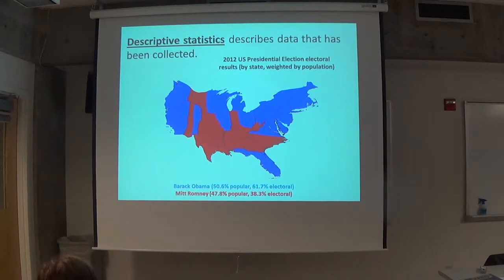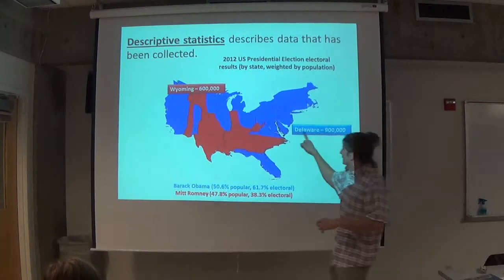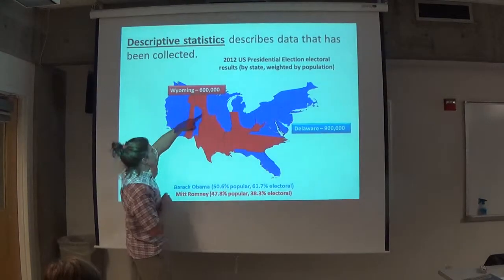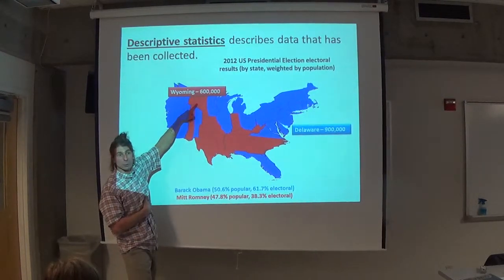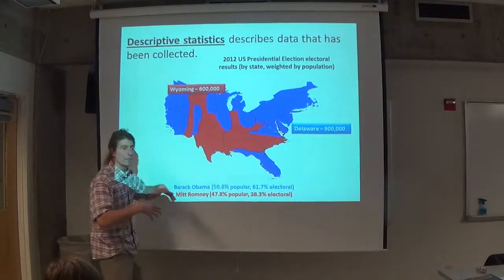Now, do you see it 60% blue? Yes. Now you actually see 60% blue. There are 900,000 people-ish in Delaware, and only 600,000-ish in Wyoming, which I can't even find. Oh, there it is. There's Wyoming right there. And now they're scaled properly, so you actually get an idea of how big they should be.